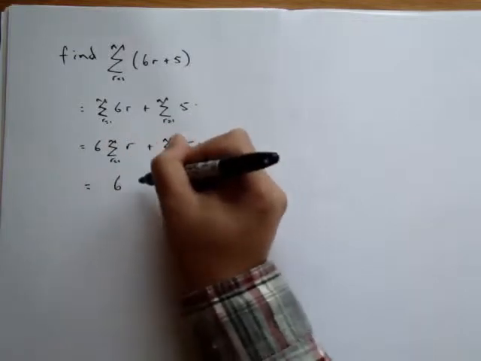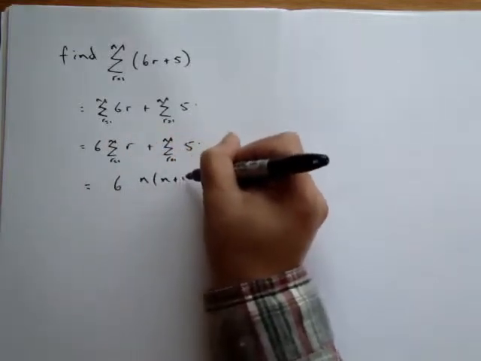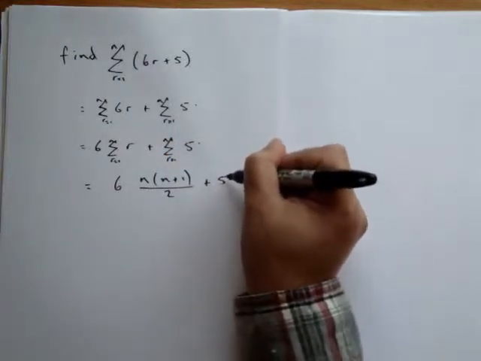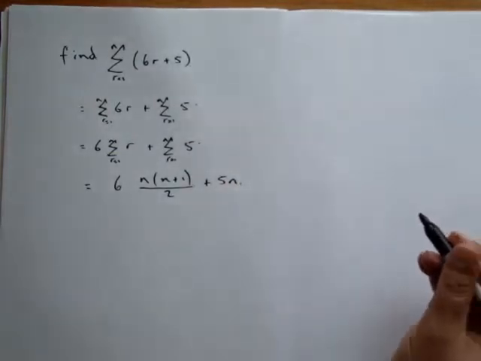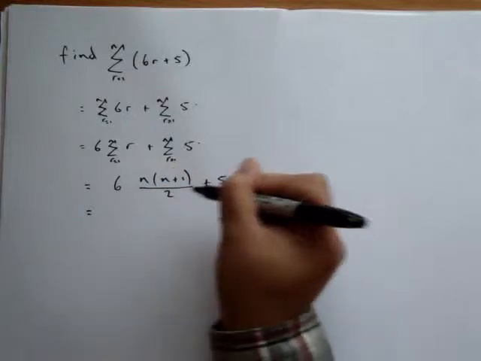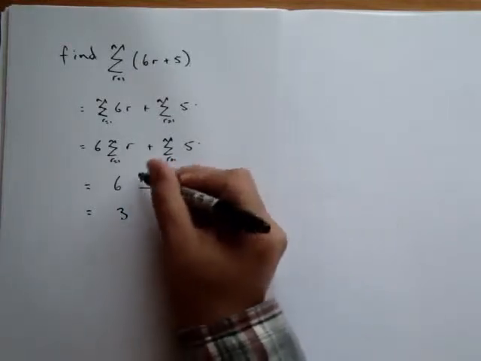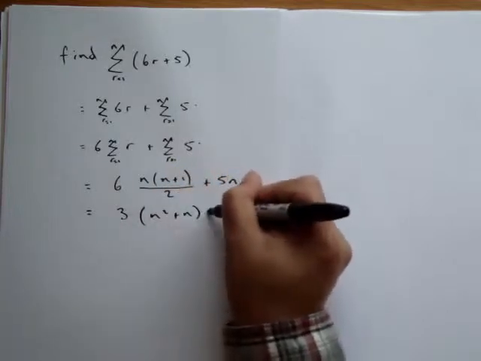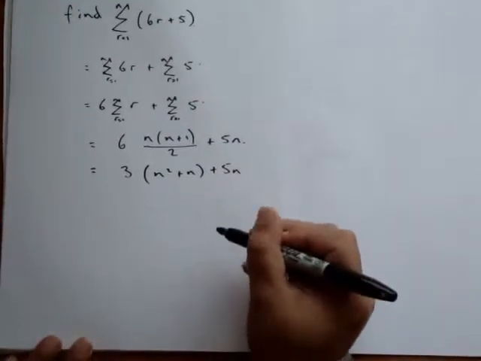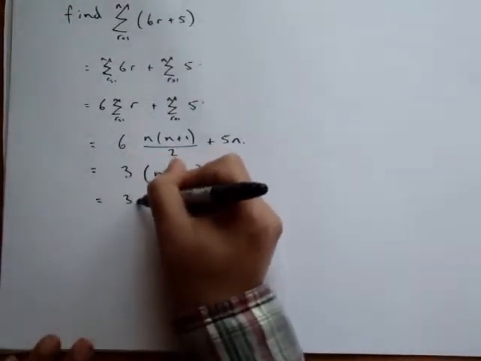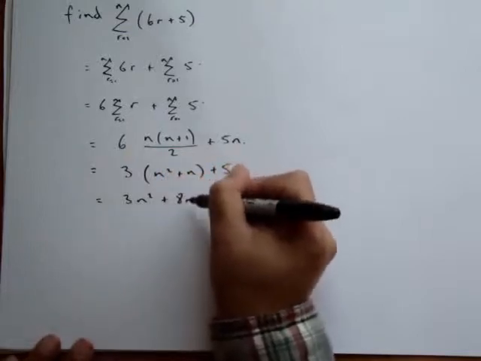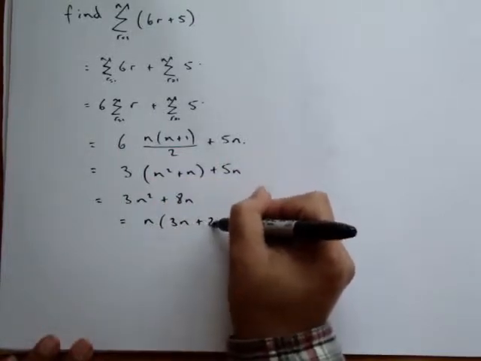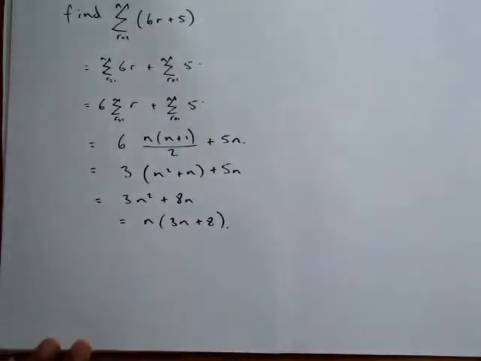This equals 6 times n plus 1 over 2 plus 5n, which in turn equals 3, when we get rid of the 2 and the brackets, n squared plus n plus 5n. And then finally, tidying up, we get 3n squared plus 8n, which is n times 3n plus 8, when we take the n outside the bracket, factor out the n.